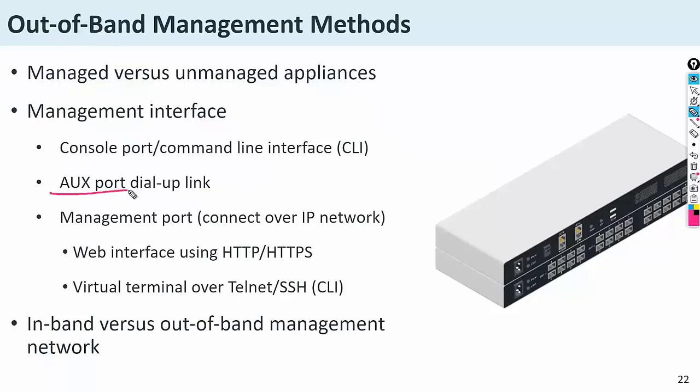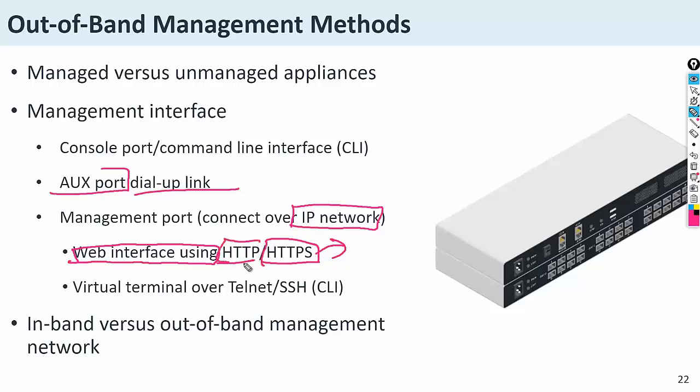Another is the auxiliary port, which has dial-up links. With the help of this link you can connect. Either you can connect over the IP network, where two services can be used. One is the web interface, running over HTTP or HTTPS. HTTPS is always secure, HTTP is non-secure. Another is the virtual terminal, VTY, we have discussed, telnet or SSH to access the CLI. Okay.